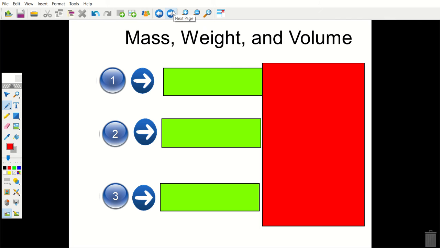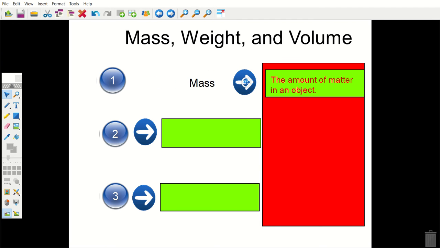So first off, mass. Let's start out with mass. Mass is the amount of matter in an object. So the more matter is in that object, the more mass it has. For instance, I have more matter in me because I'm just a larger person. I have more matter in me than my daughters because they're much smaller than me. So therefore, I have more mass.